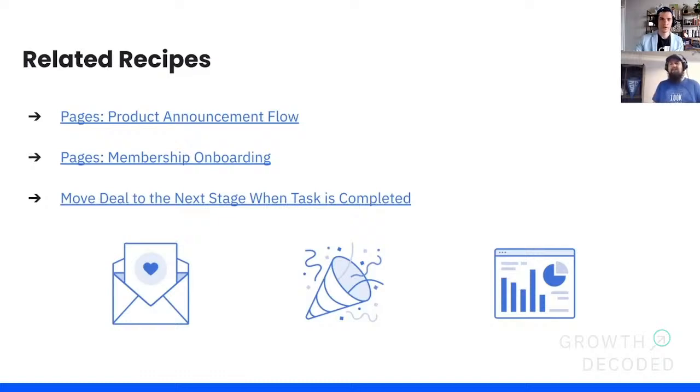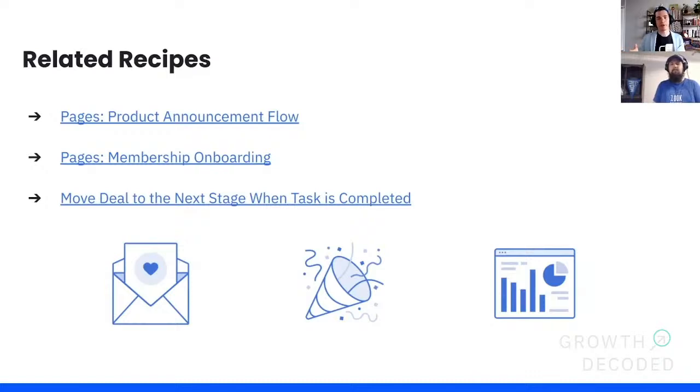I love all three of these recipes because they all make the customer experience more positive, with less friction, right? With the product announcement, you are letting people know about something that they might be interested in. You're communicating with them through the entire journey. Membership onboarding, you're making it very easy, removing any friction or barriers or obstacles from that process. And then with this third one, making sure that your leads are getting followed up with when they need to be.